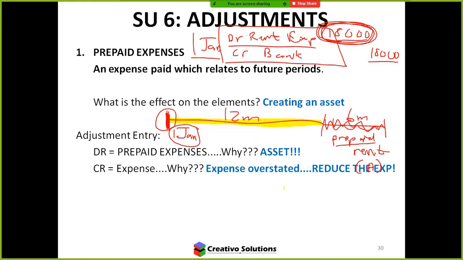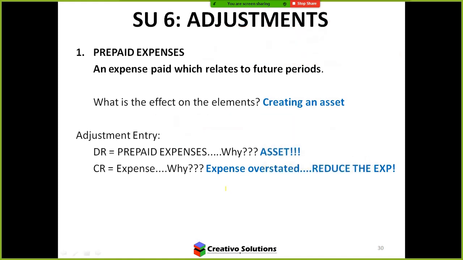So what do I do? I reduce it. You'd make it 12,000 for rent expense, and then the 6,000 would go to prepaid. Yes, well done. Do you see why you're crediting? You're reducing the expense. So you're not showing the full 18, you're only showing the 12 because 6 is prepaid. Very good. Does that make sense?